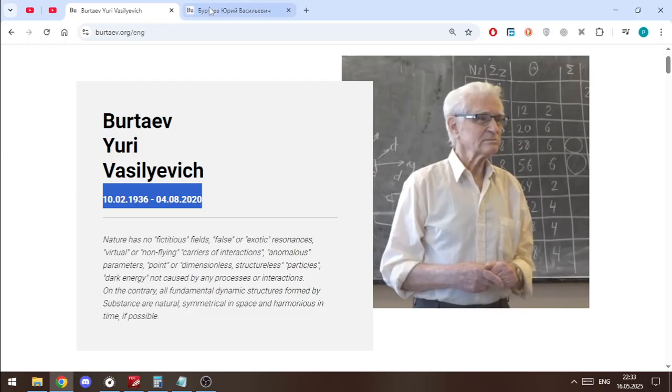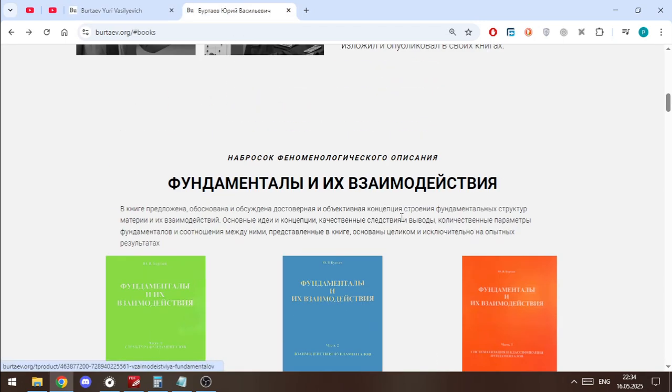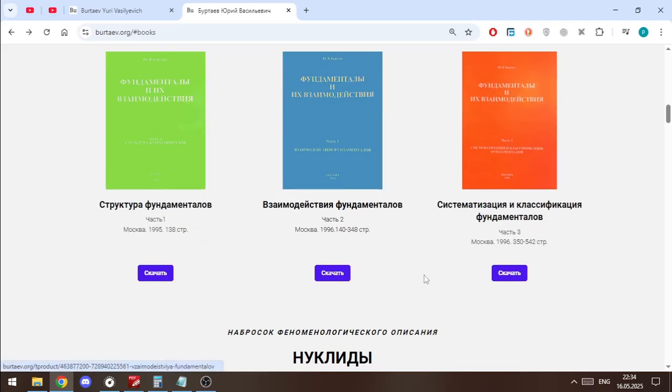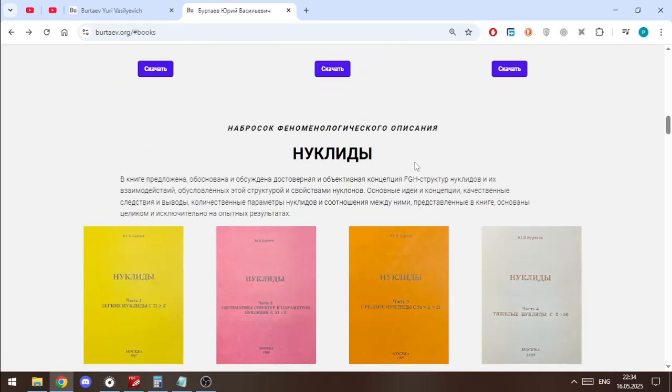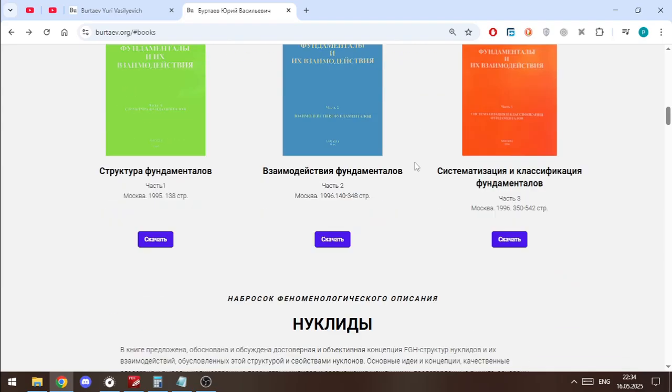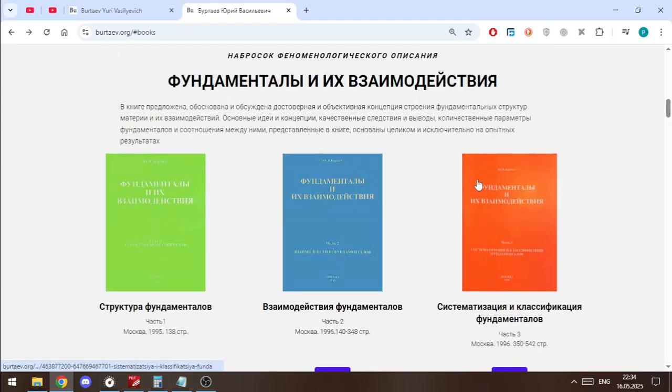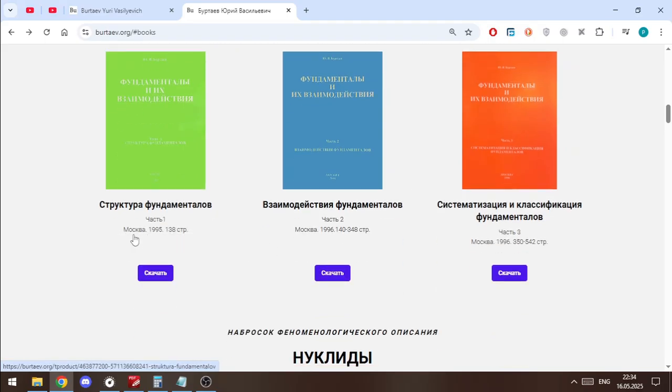So I'm gonna link all of this, this website, if you're interested. He has written quite a bit of books about this. Unfortunately, all of these books are in Russian, but you can still download them and maybe use a translator or something because the text is searchable. You can put it in Google Translate or whatever you prefer. As you can see, there's quite a lot. He has published them since the 1990s. First book, we're gonna mostly be focusing on the very first one from 1995.